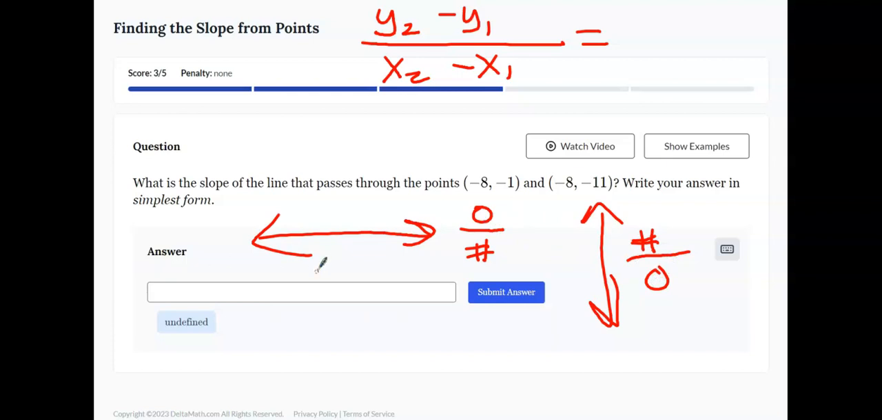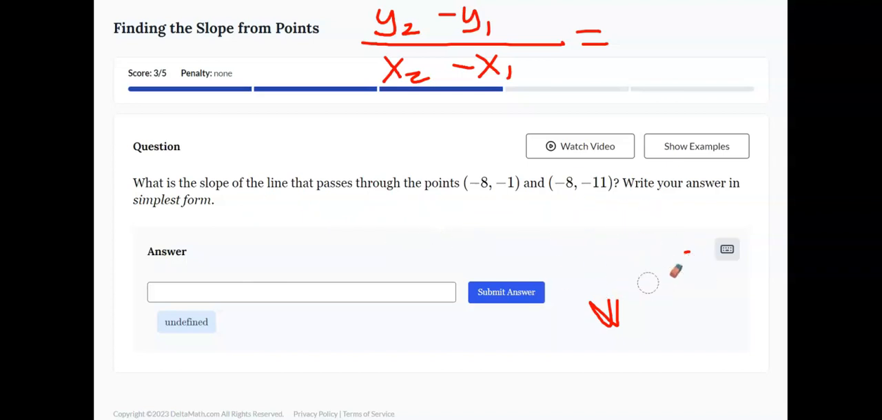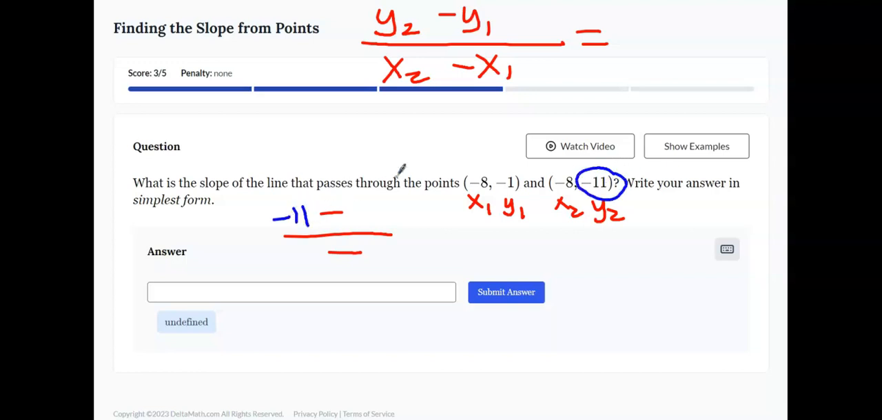So let's take a look at our values here. Our points are (-8, -1) and (-8, -11). So you can label your points like this: x1, y1, x2, y2, so that you place them appropriately in your subtraction fraction. So for us, our y2 is -11, and our y1 is -1. And then for our denominator, our x2 is -8, and our x1 is also -8.